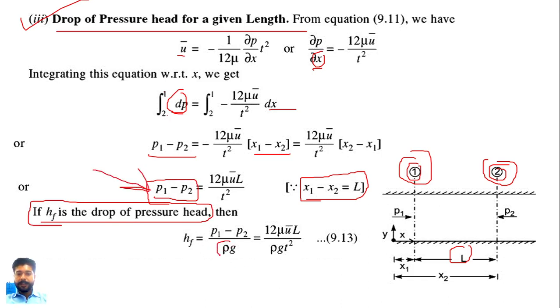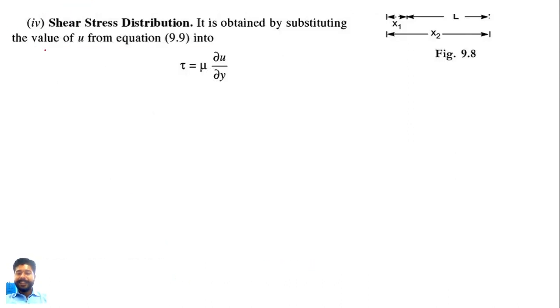So let us divide this equation by rho g on both sides. So dividing by rho g, here is the drop of pressure head, and that is 12 mu u bar L divided by rho g t square.